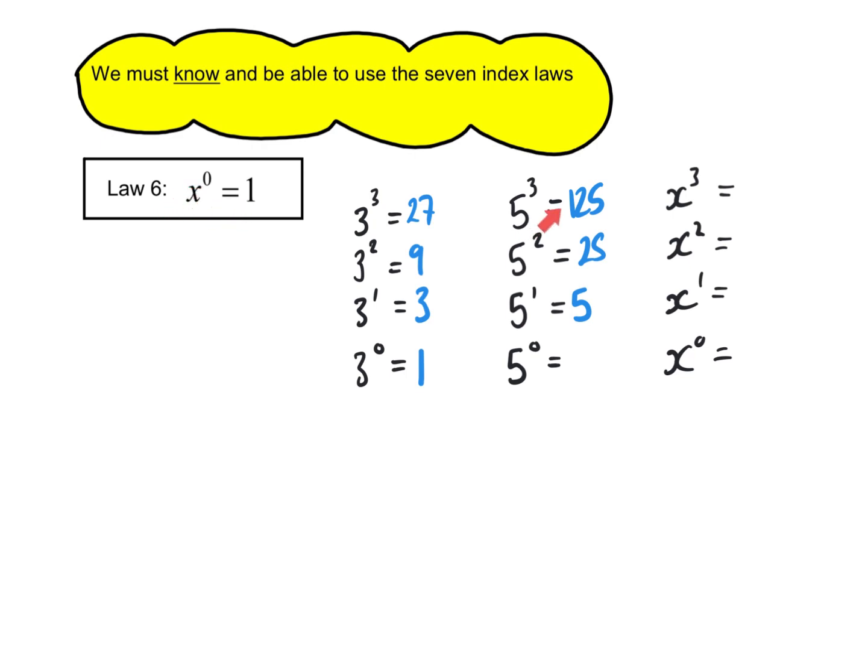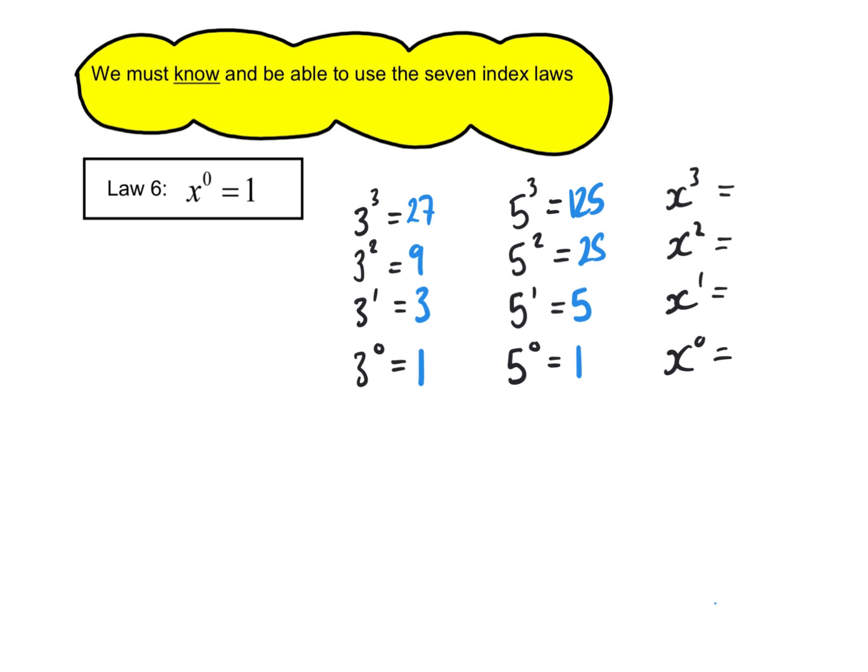Again, look at the 5 cubed, 125, 5 squared, 5 to the power of 1. Each time, going down each line, I'm dividing by 5. 125 divided by 5 is 25, 25 divided by 5 is 5, and then if I continue this pattern, 5 divided by 5, well, anything divided by itself will be 1. 5 goes into 5 once. And then what we've got here is another example of something to the power of 0 equals 1.